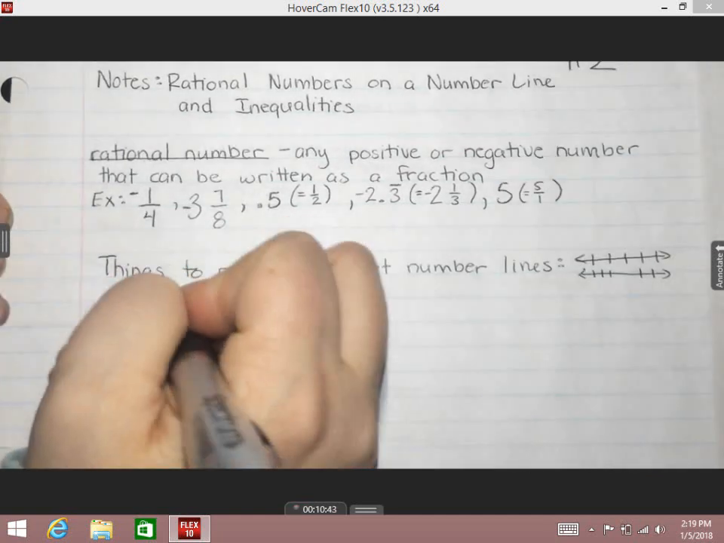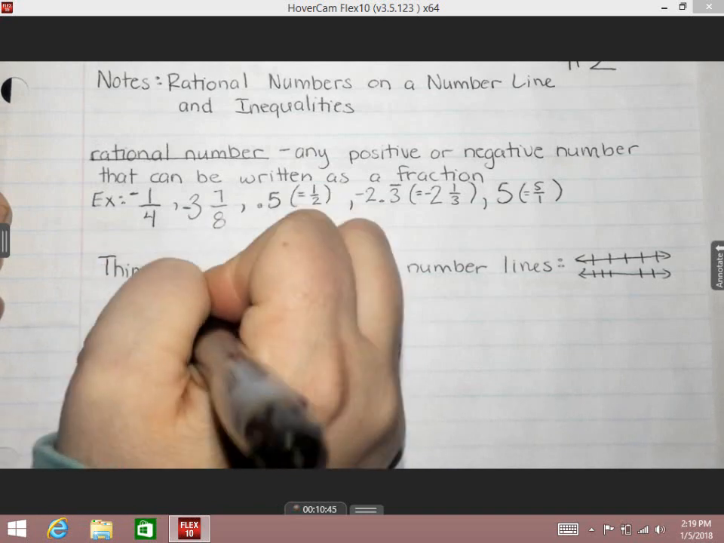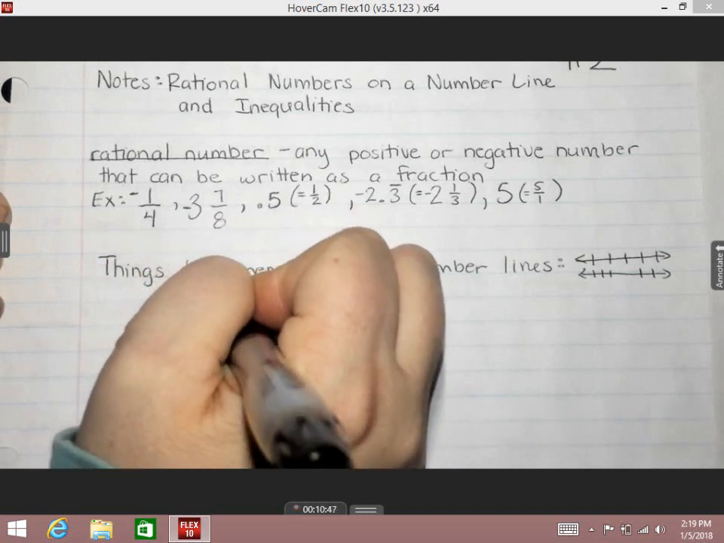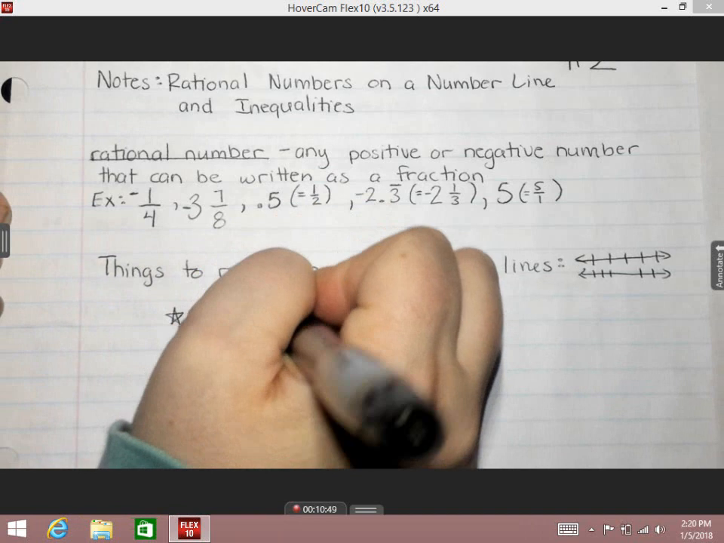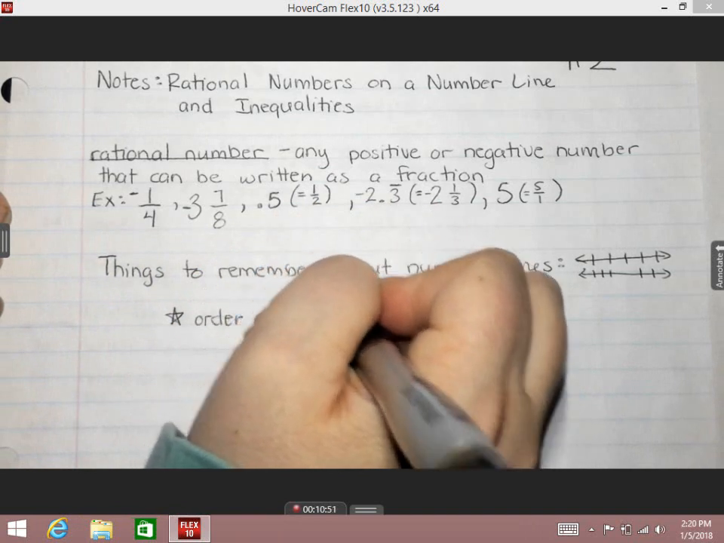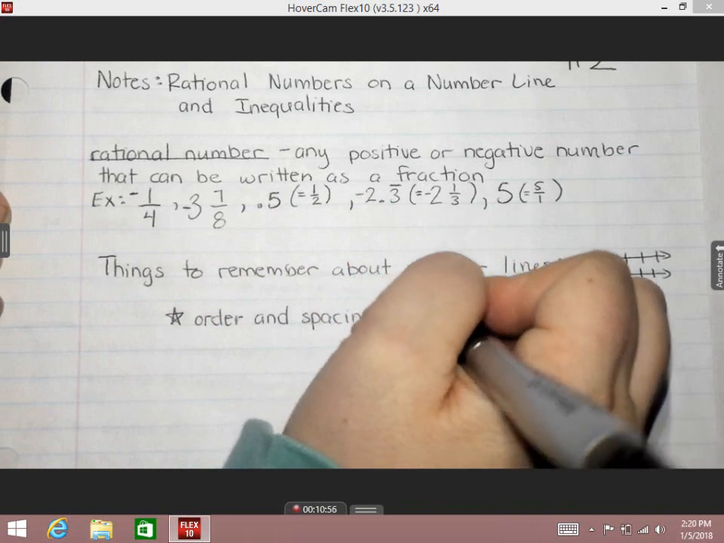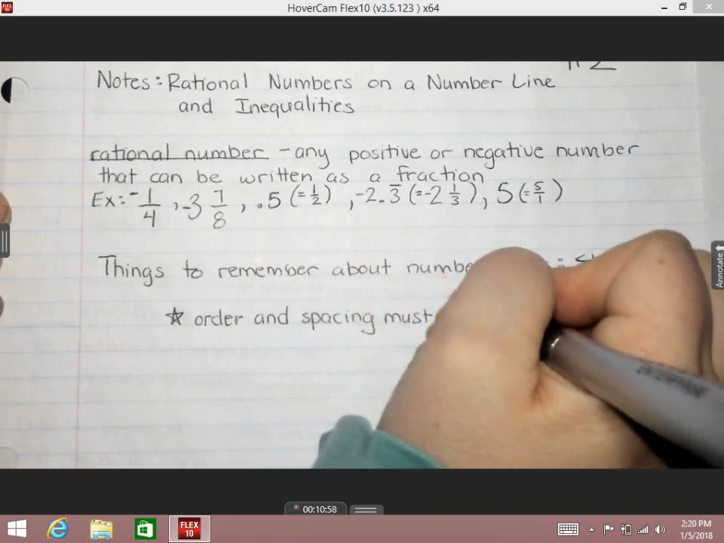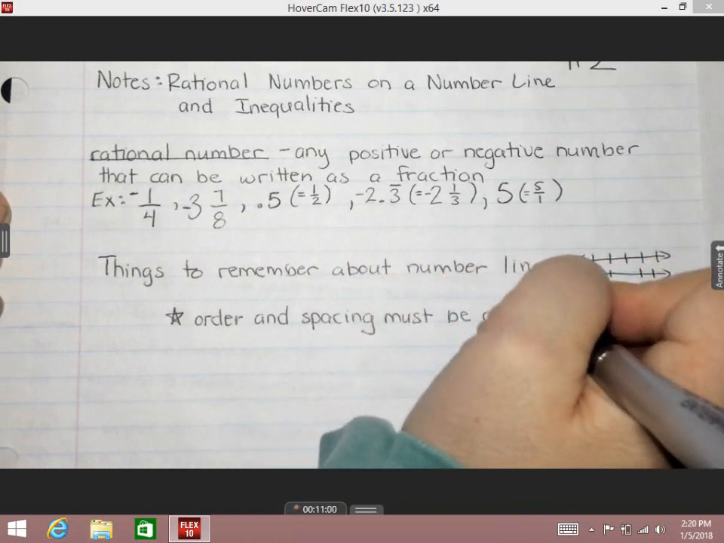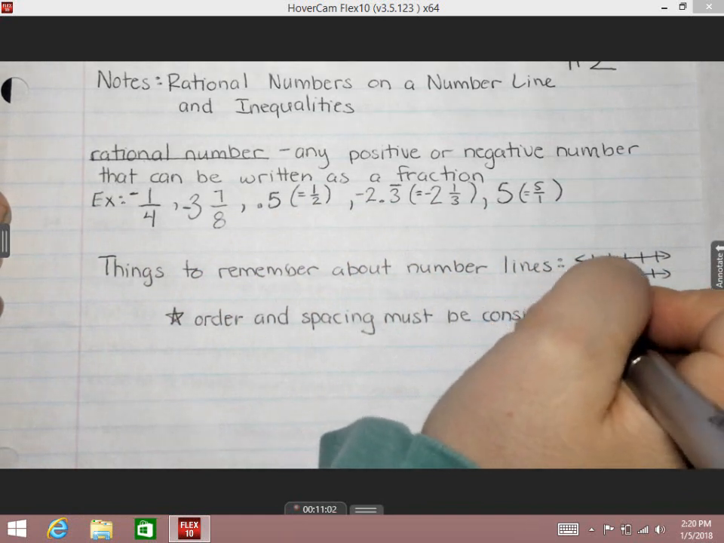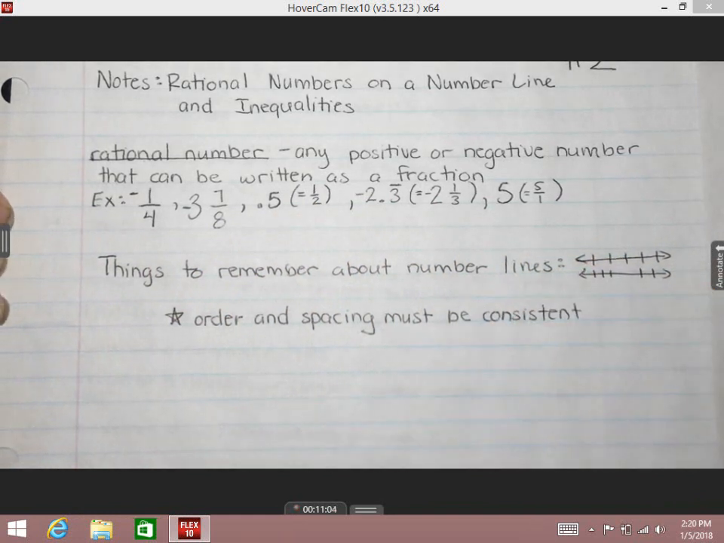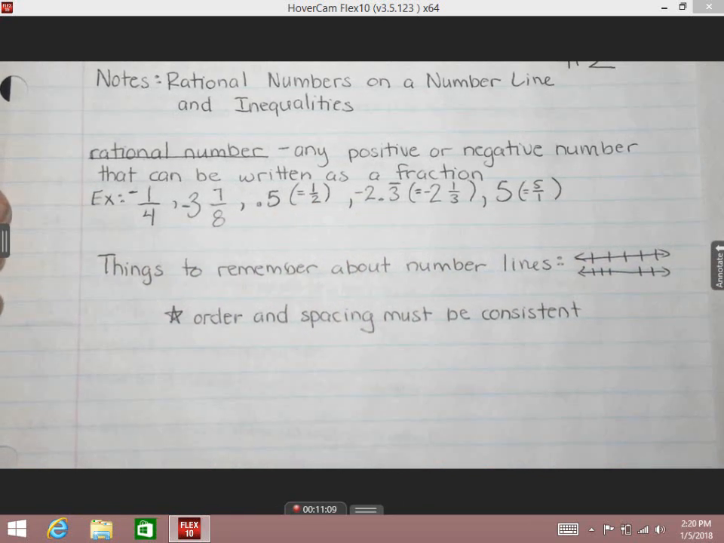So the first thing that we want to remember is order and spacing must be consistent. What does the word consistent mean? Just constant, not changing. So if you start numbering by 2s, you got to keep numbering by 2s.